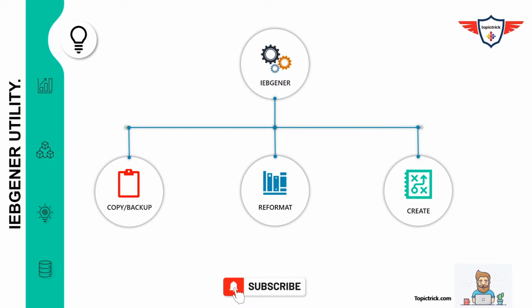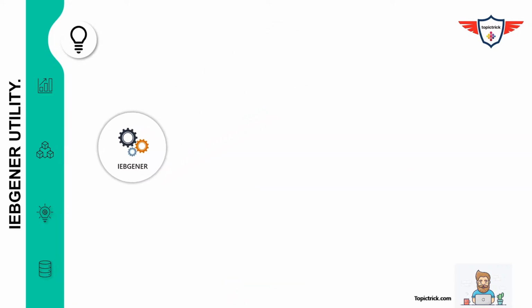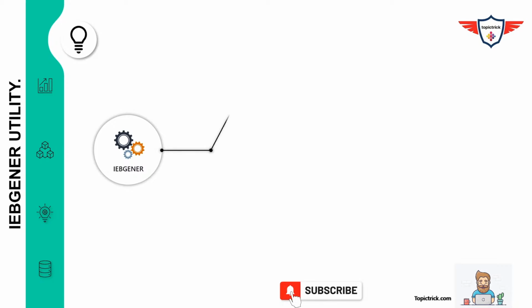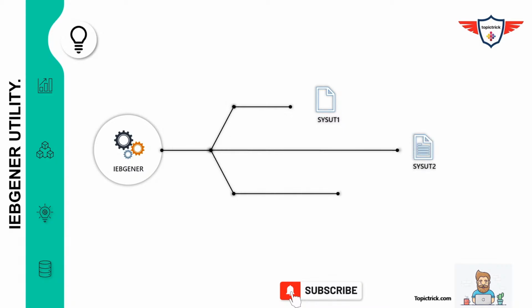Now let's try to understand what are the different DD statements that are required by an IEBGENER utility? There are four different DD statements that are required by an IEBGENER utility. The first one is SYSUT1, and it is used to specify the input file. The second DD statement is SYSUT2, and it is used to specify the output file.